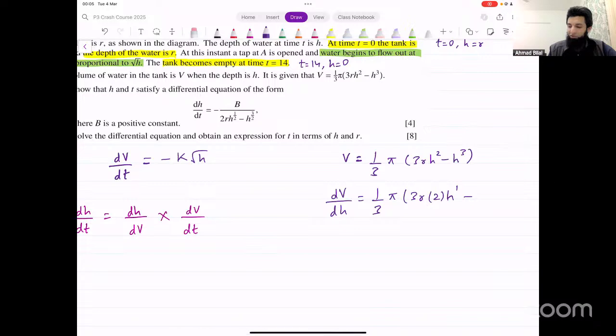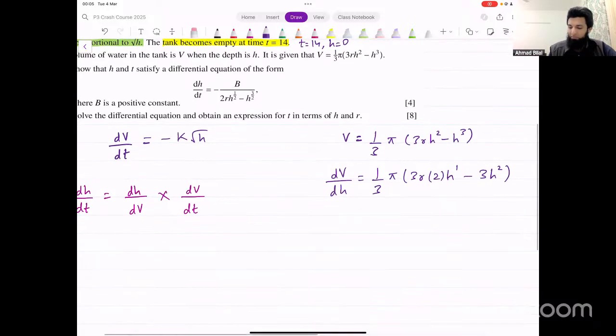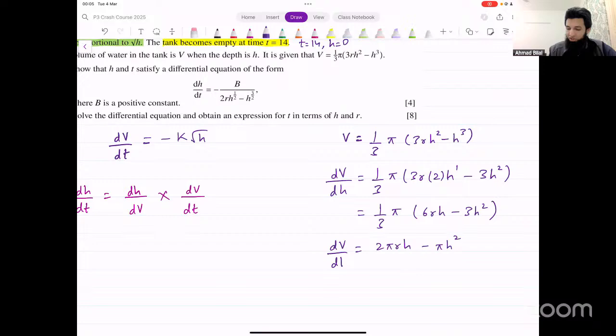Minus h cubed, derivative of that is 3h squared. Let's simplify this. We get 1 over 3 pi into 6Rh minus 3h squared. And that simplifies to 2 pi Rh minus pi h squared, right? 3 gets cancelled with this and this, and you have this thing left. This is dV over dh.